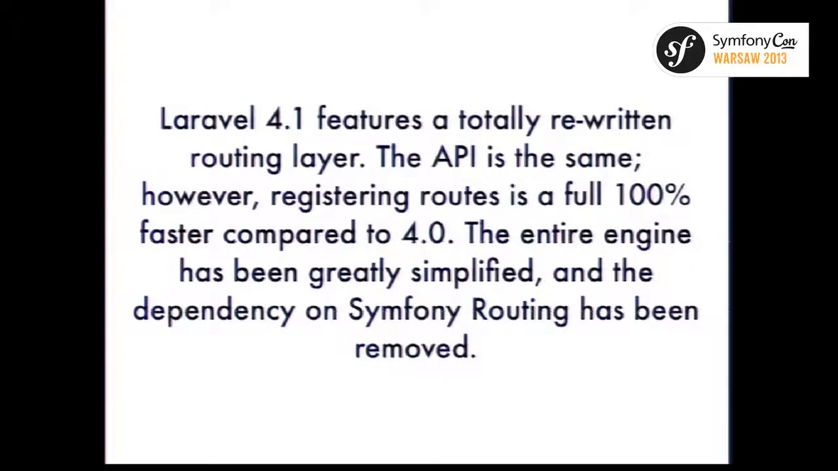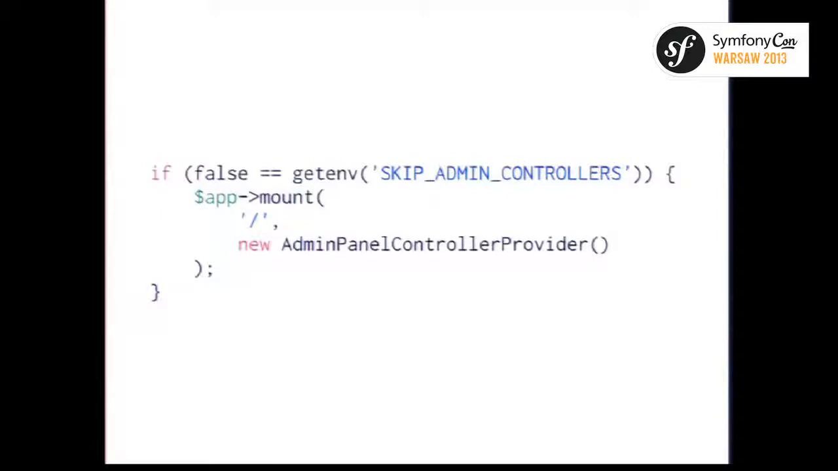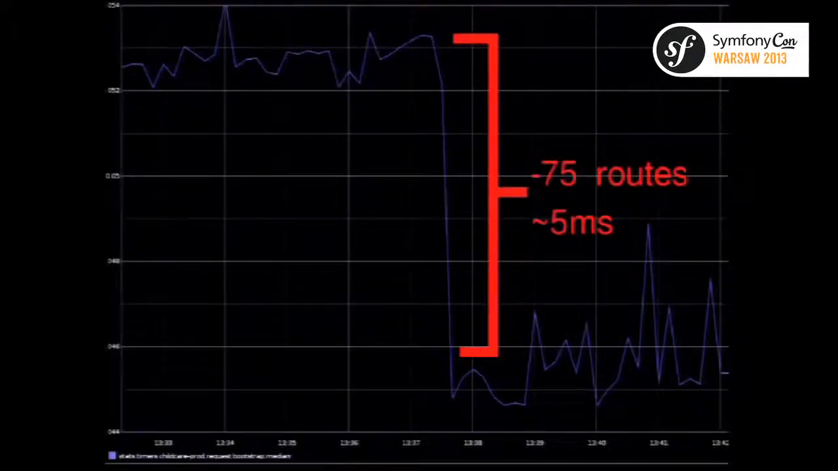Now, I took a different approach. I realized that part of my app was largely an admin panel that isn't used by virtually every request. So I just decided to conditionally load those routes. There were about 75 at the time, I think. I did this with an environment variable. There are other ways you could do it. You could use Stack PHP and have different kernels against different URL prefixes. But this made quite a significant saving for me.